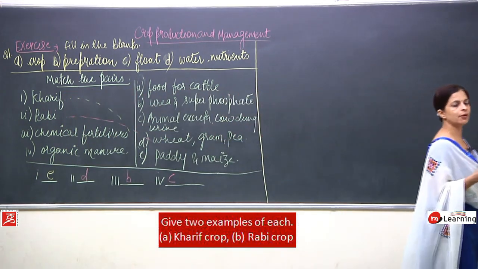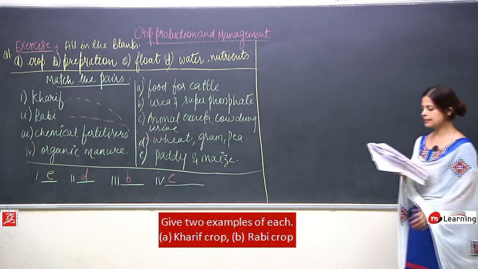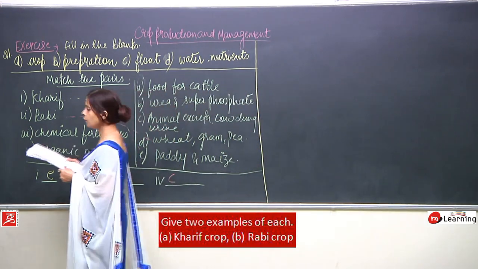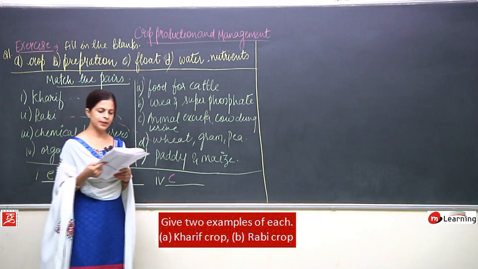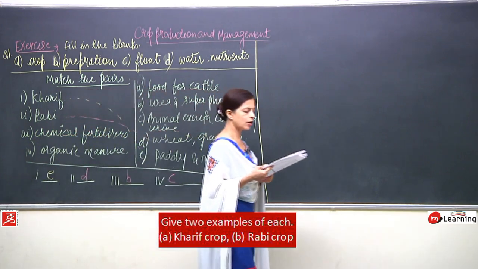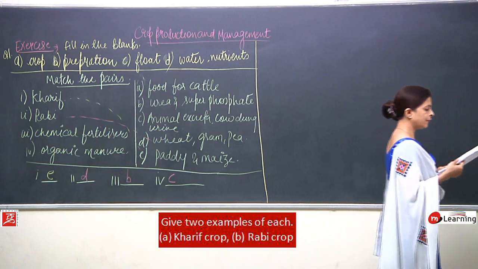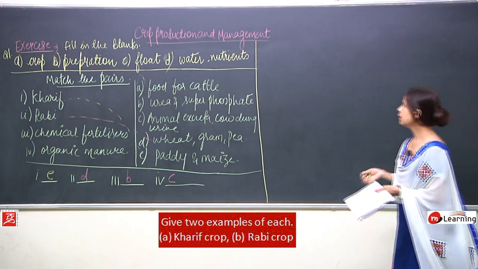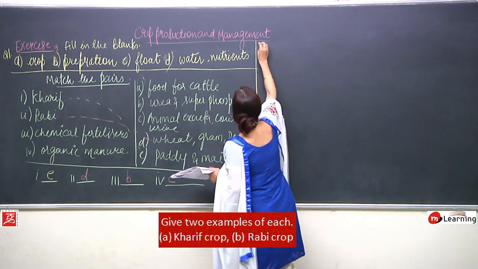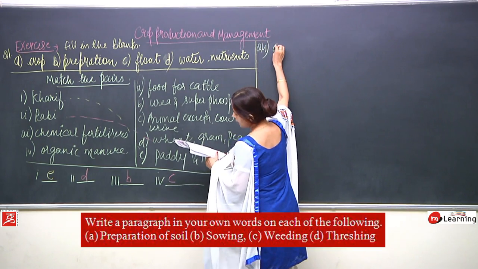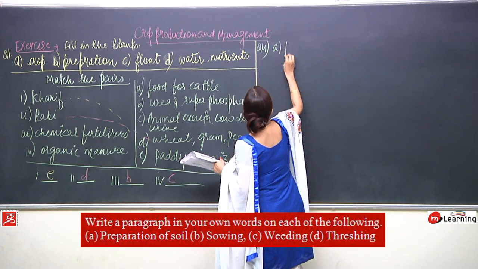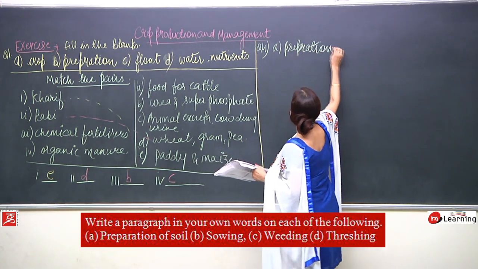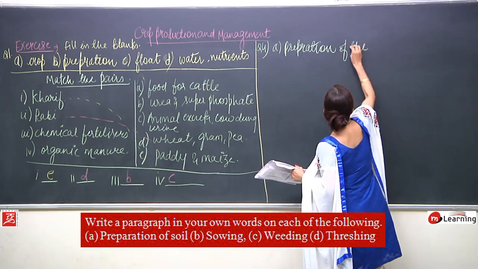Now, come to question number four. It says, write a paragraph in your own words on each of the following. The first one is preparation of soil. The first one is question number four A, I think so. Yes. It is preparation of the soil.